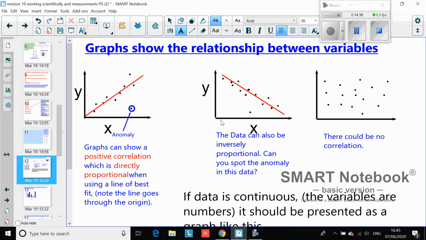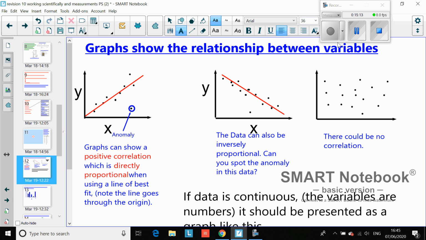What this means is, as our independent variable goes up, so as we deliberately change something and maybe increase it, the thing that we're measuring goes down, okay? And it goes down by the same amount each time, okay? So as x goes up, or as we increase x, y goes down by the same amount. It's still a straight line, but it's what we call inversely proportional.